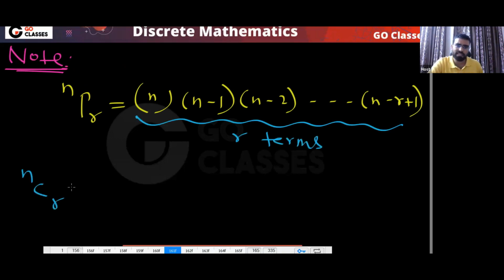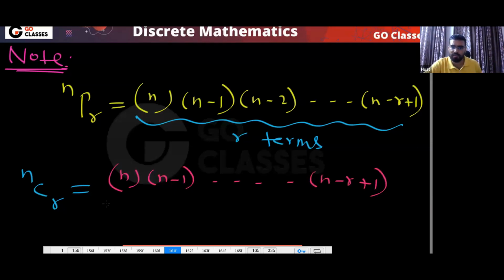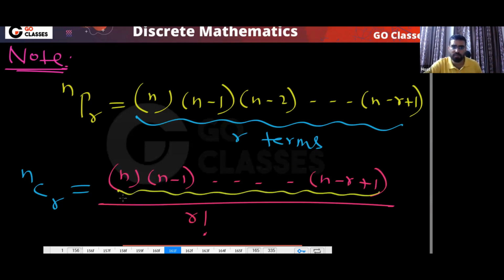And how to find nCr? nCr is basically the same nPr divided by r factorial. Do the nPr with r terms, divided by r factorial. So this is what you will do in nCr. From n you go down, there will be a total of r terms, and you divide by r factorial. This is your nCr and this is your nPr.